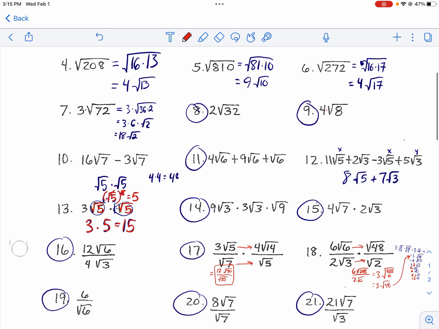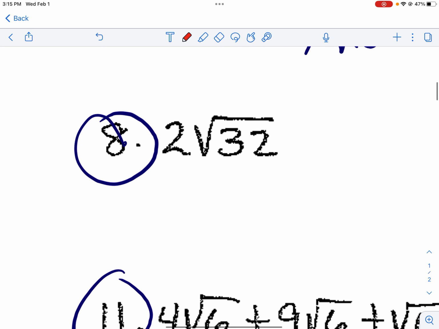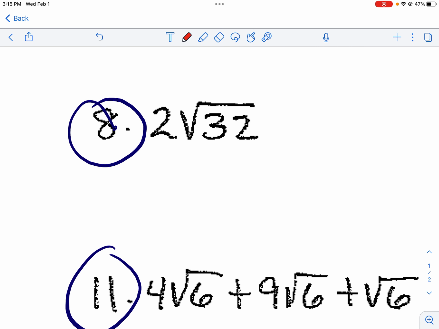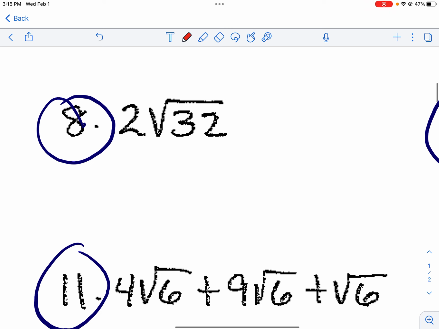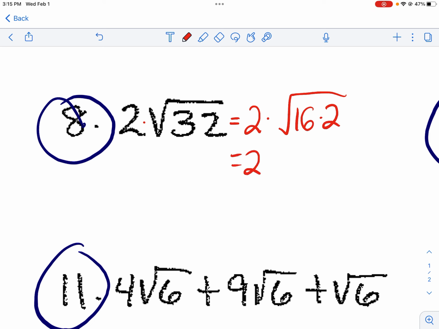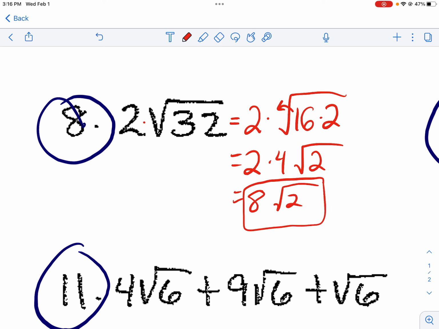All right, let's go back again and start at number 8. Now that we've dealt with those couple, 2 times square root of 32. Again, I'm thinking, what are my factors of 32? I know 16 times 2 gives me 32. So I have 2 times 16 times 2. I can rewrite the 32 that way. And when I pull that 16 out, I get 4, right? So 2 times 4 times square root of 2 gives me 8 square root of 2, and I'm done. Okay? So that's how we do that one.